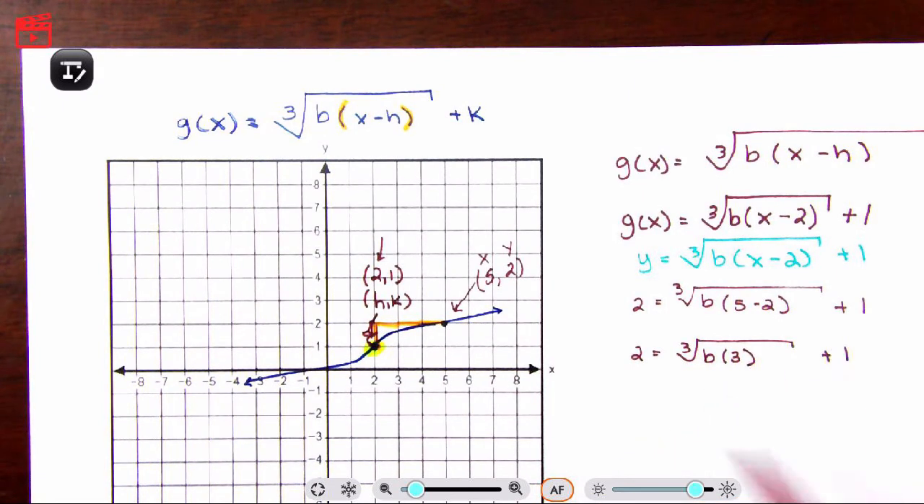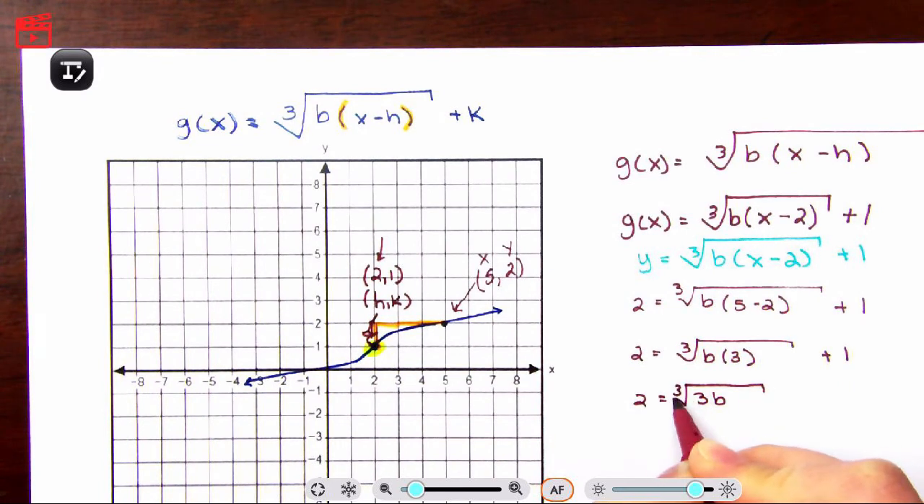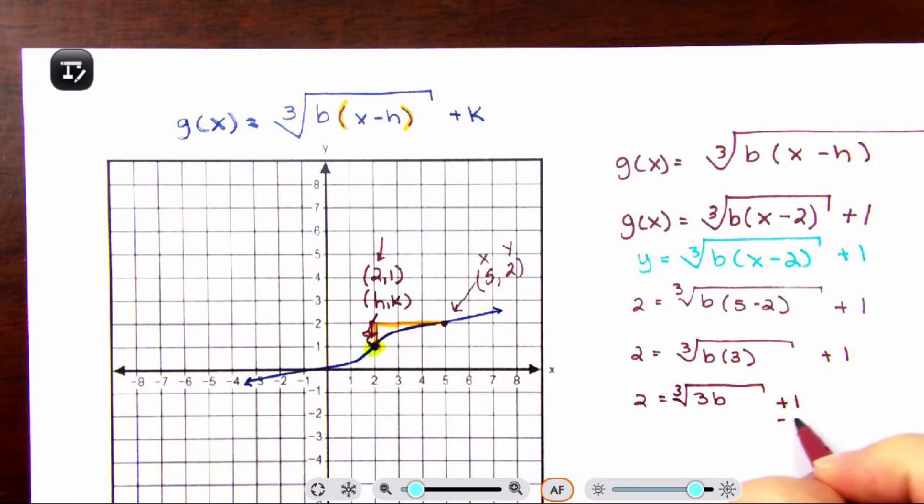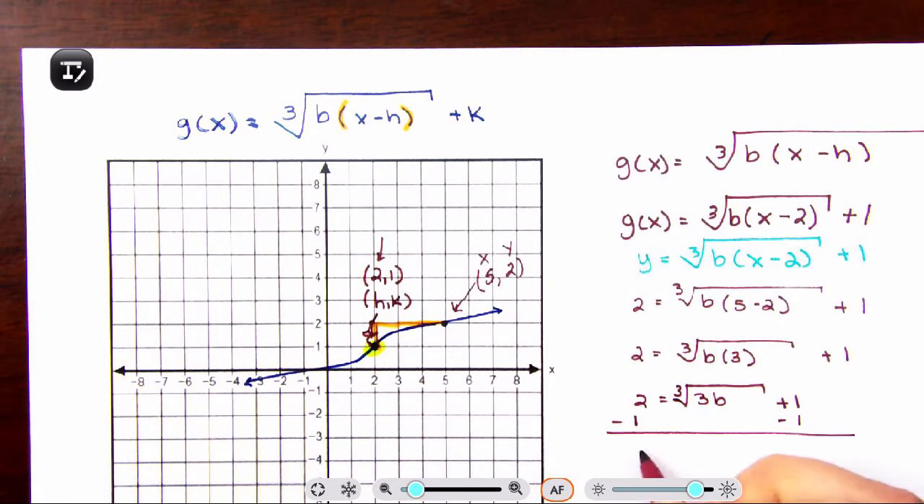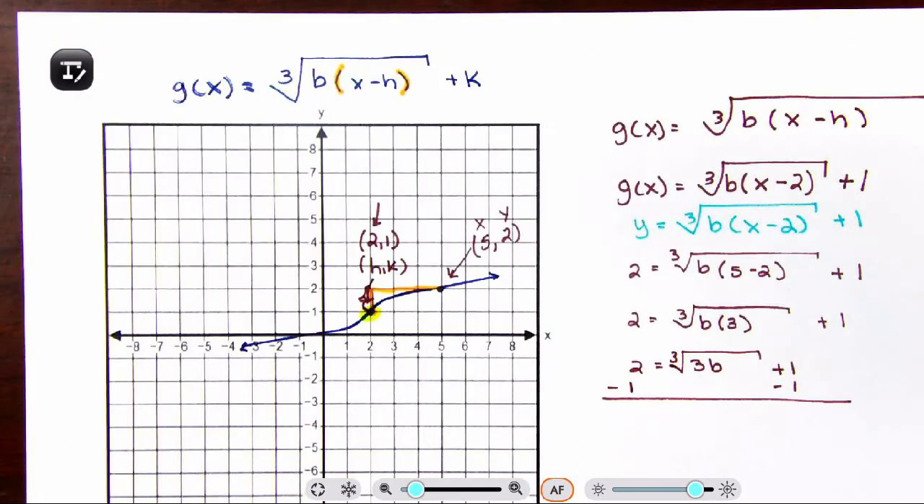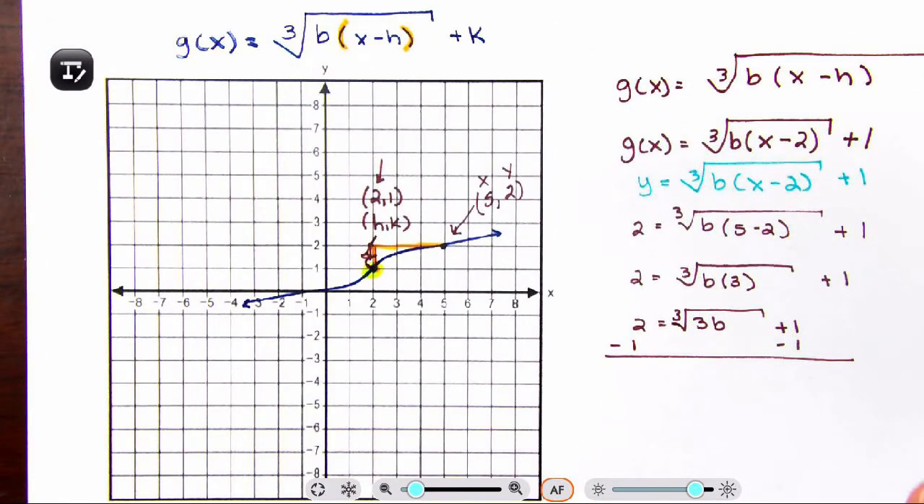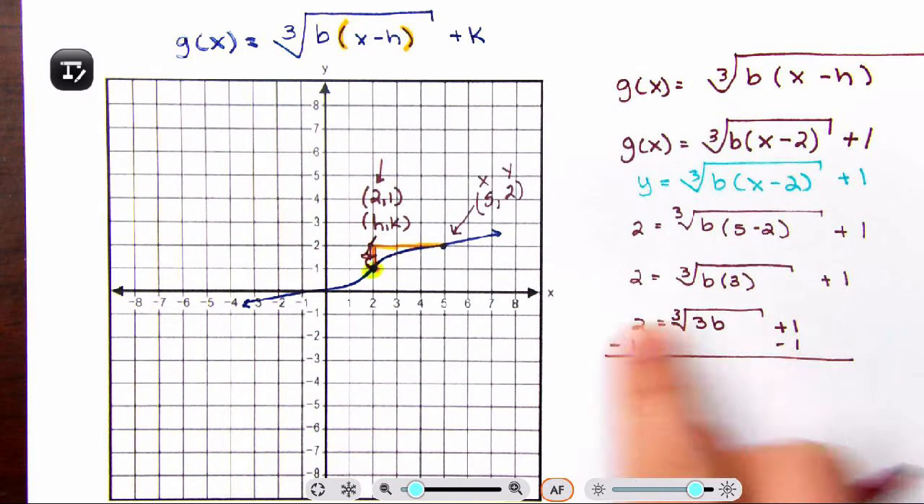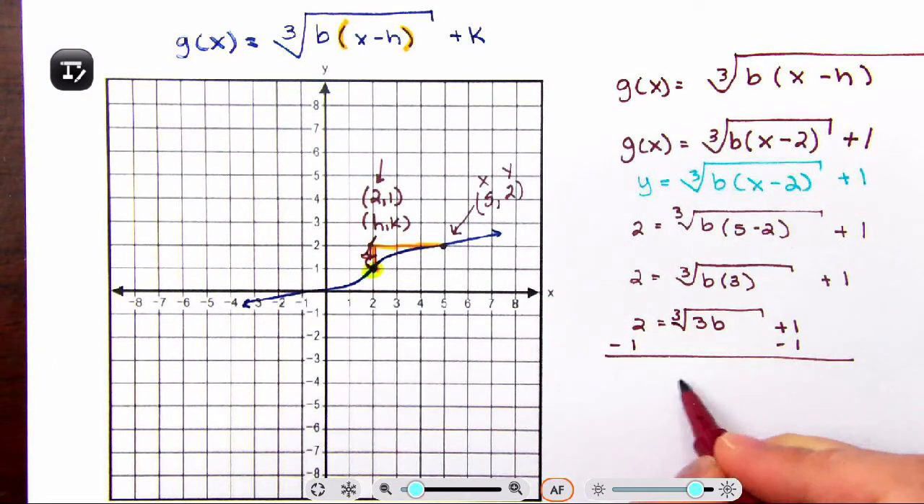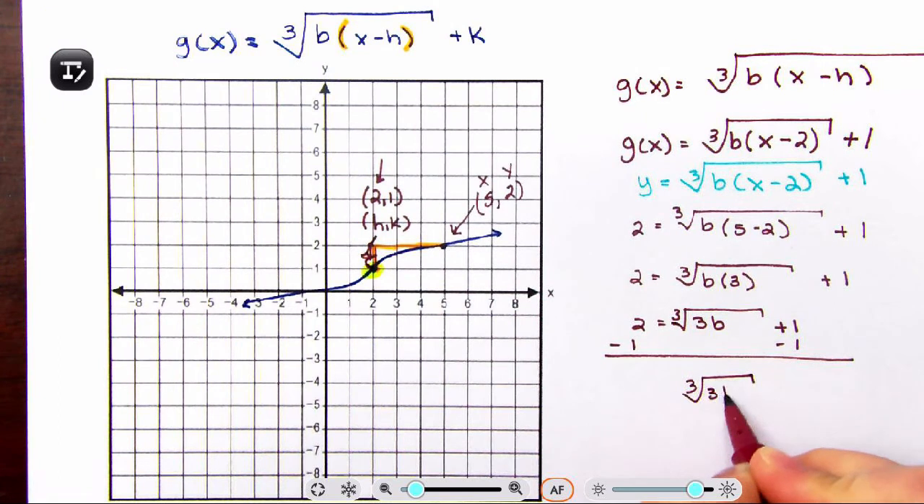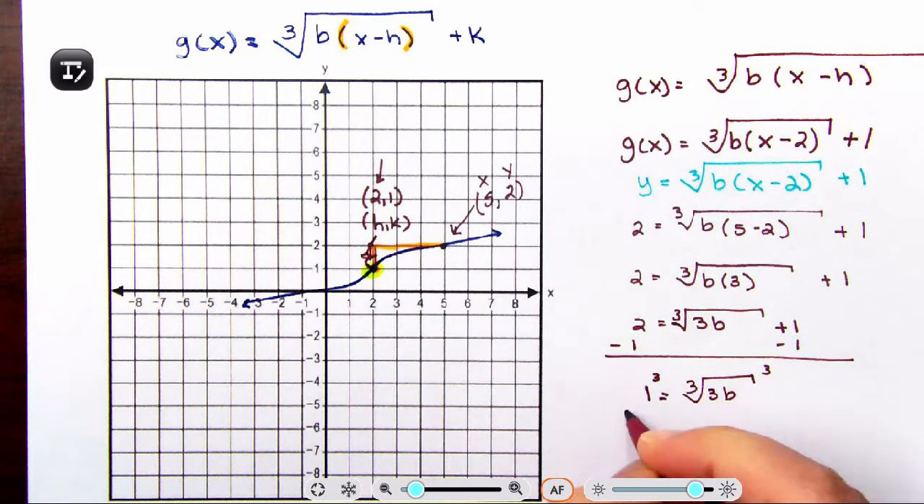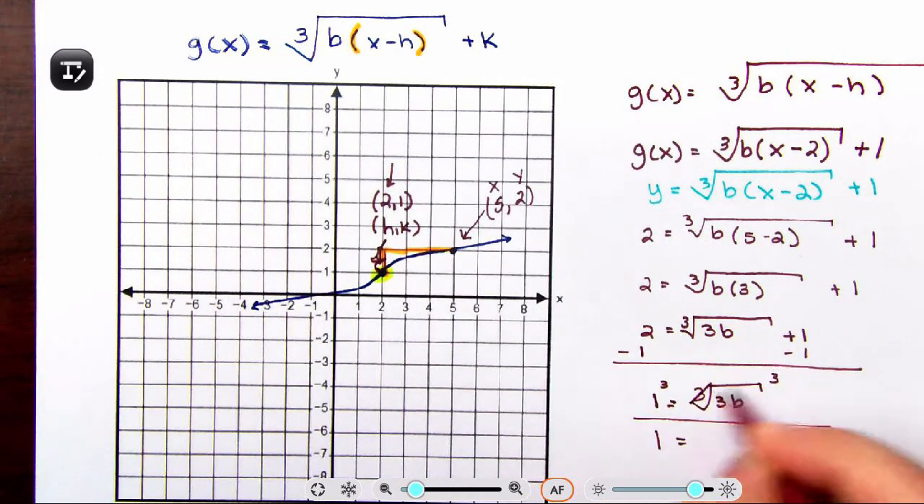And I'm just kind of solving. I'm going to subtract 1 from both sides before I cube root it. Again, when you're going to be cubing both sides, please make sure that you understand that the cube root has to be the only thing on that side. So I cannot cube both sides here because I have this plus 1. 2 minus 1 is 1. I'm going to cube both sides. 1 cubed is still 1. Cubes cancel out, so I have 3b divided by 3, divided by 3.